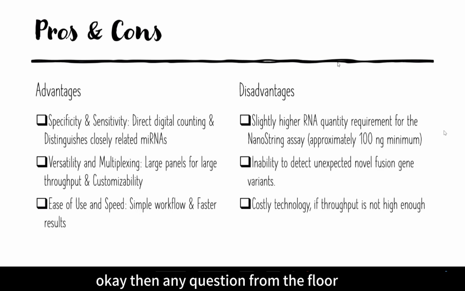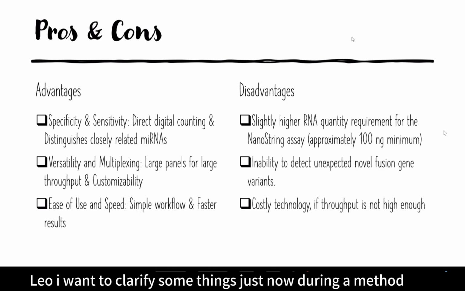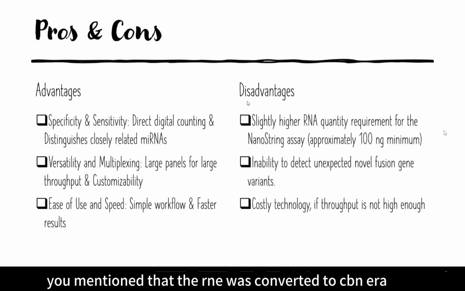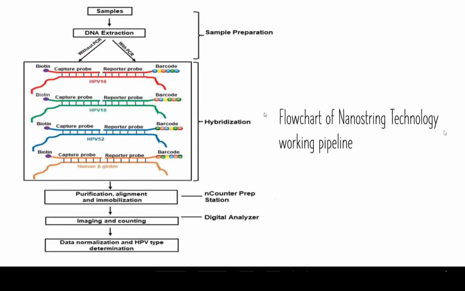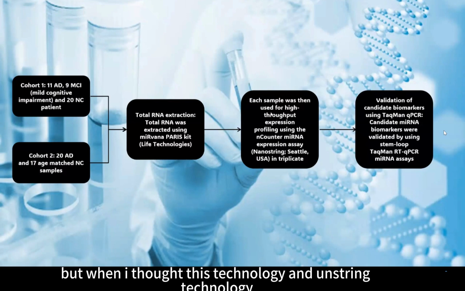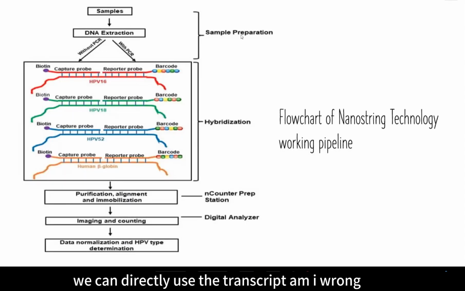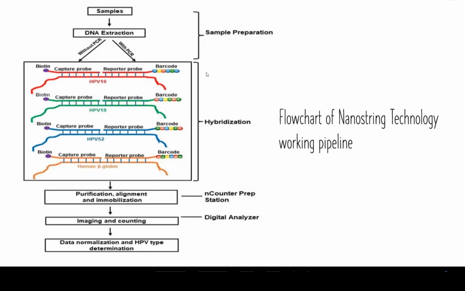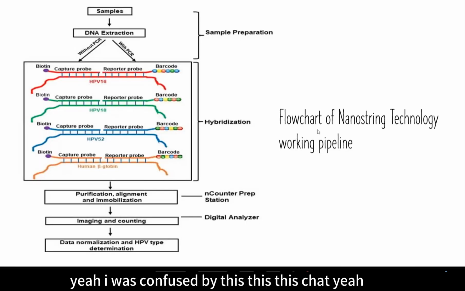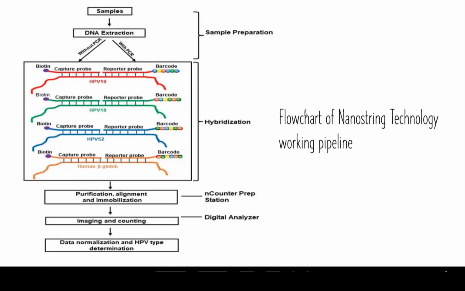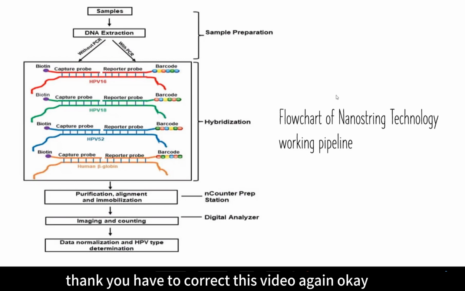Okay, any question from the floor? Leo, I want to clarify something. Just now, during your method, you mentioned that the RNA was converted to cDNA, right? But I thought with NanoString technology, we don't have to convert, we can directly use the transcript. Am I wrong? Oh yeah, sorry, I was confused by this chart. Yes, you're correct. Okay, thank you. You have to correct this figure again.